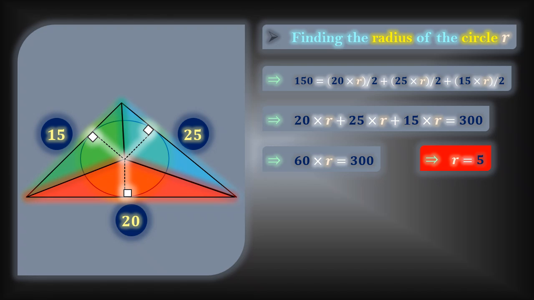Using Heron's formula together with a clever decomposition of the triangle into three smaller triangles, we successfully determined that the radius of the inscribed circle is equal to 5 units. This example beautifully illustrates how algebra and geometry work together to reveal elegant mathematical results.